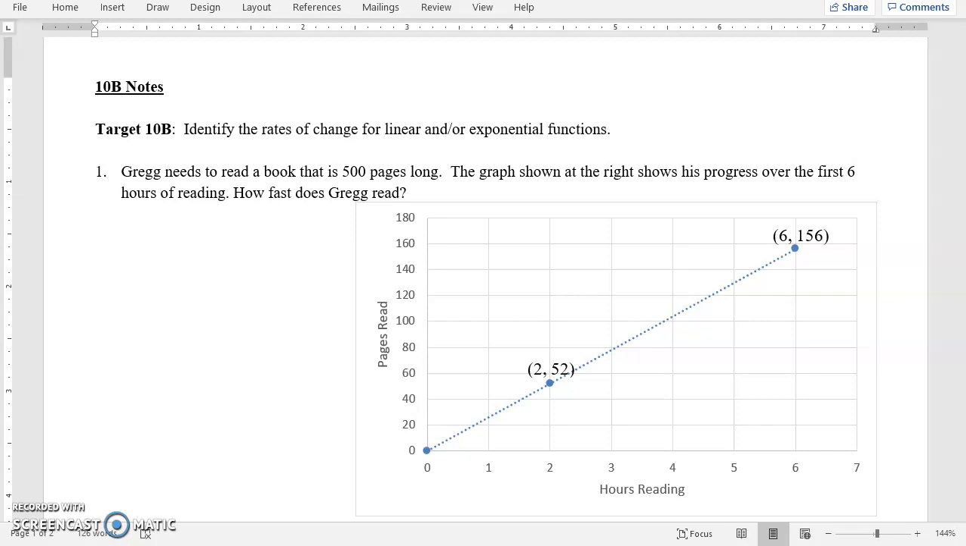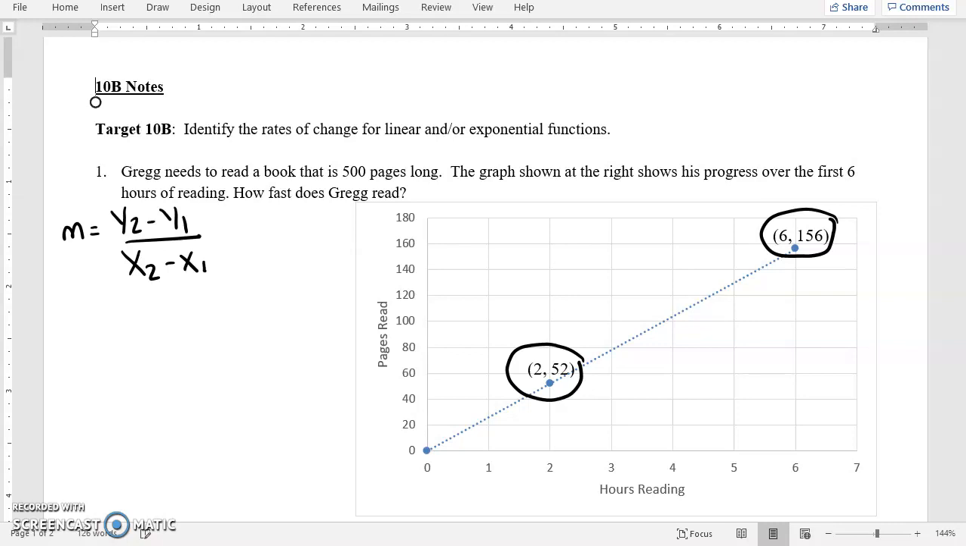So here we're going to have to find the average rate of change. The good thing about this problem, it tells you both points that we're going to be using. So in order for us to find the rate of change, we're going to do m equals y2 minus y1 all over x2 minus x1. What I usually like to do is label x1, y1, x2, y2. That way I know where I'm going to be substituting these values in.